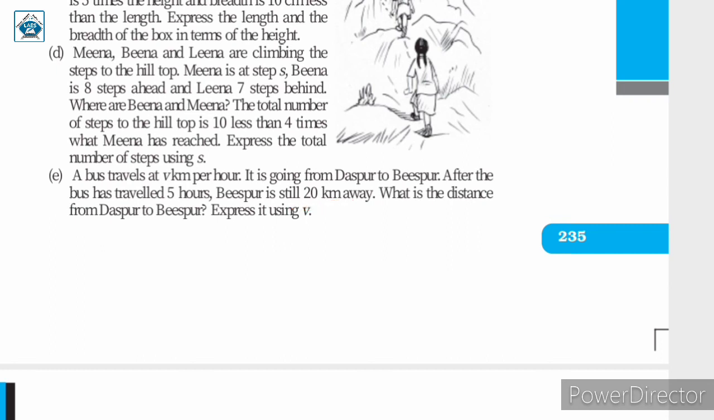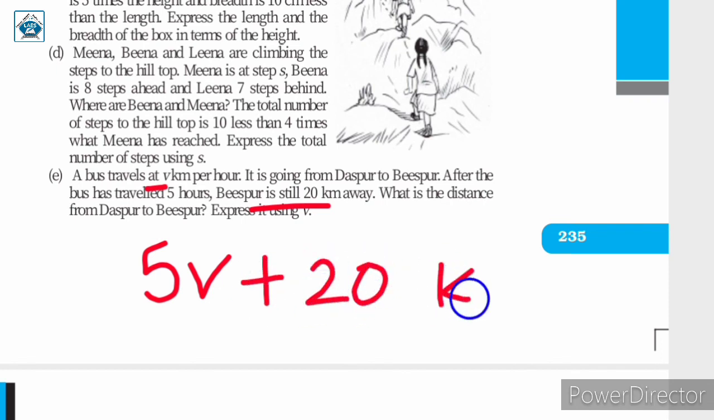Once again, we are given that in 1 hour the distance traveled is v kilometers. So for 5 hours the distance we will write is 5 multiplied by v, 5v. And also it is given that Bispur is still 20 kilometers away. That is, we need to cover a distance of 20 kilometers more. So we will simply add this to 20. So in kilometers, we will get the distance from Daspur to Bispur.